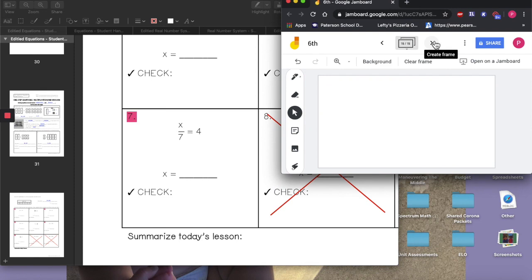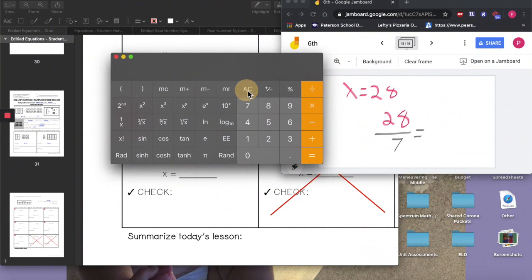So, since x was equal to 28, I can plug 28 into my original equation. So I had 28 divided by 7. Now if that's equal to 4, I'm good. There you go.